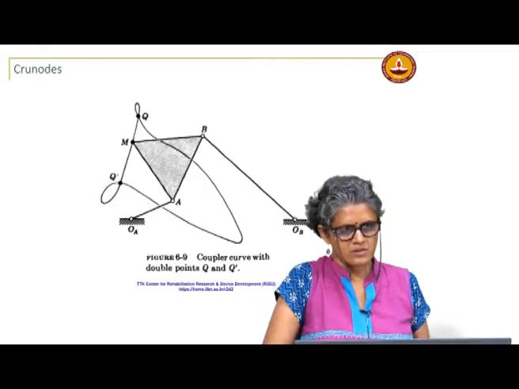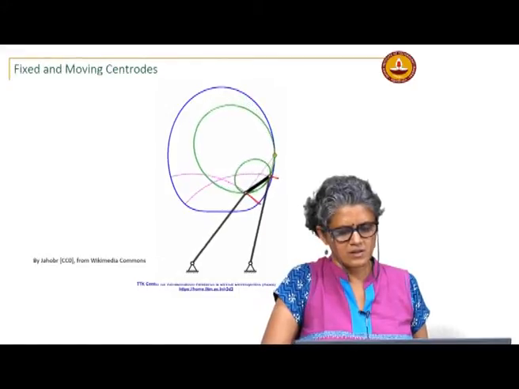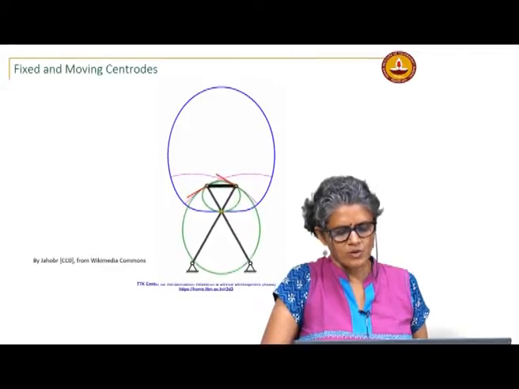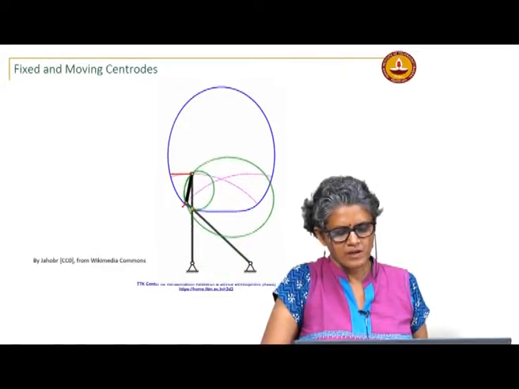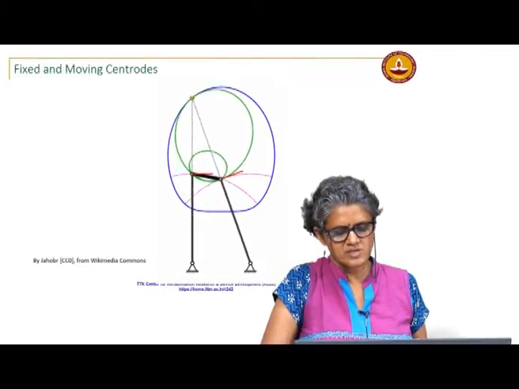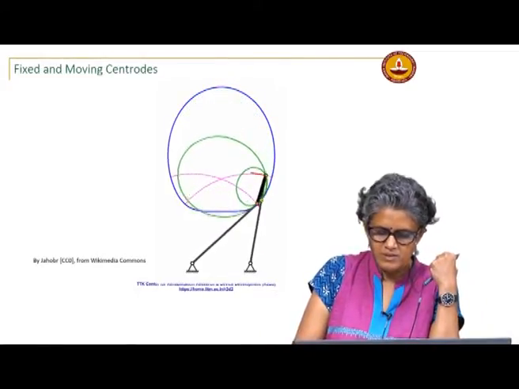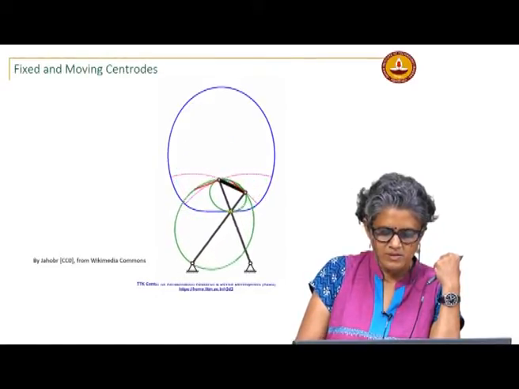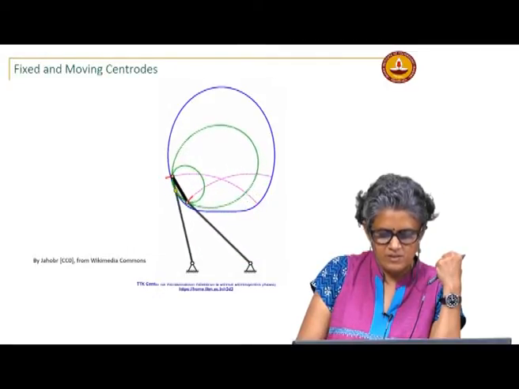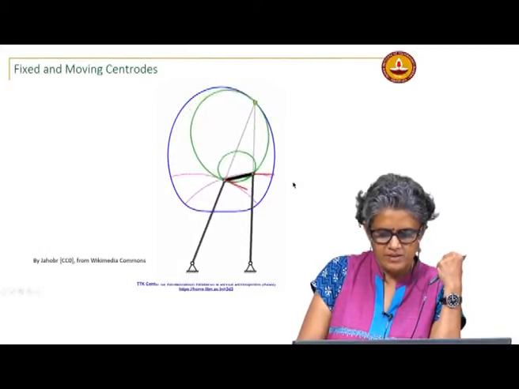In that example, you had the free pivot, like the moving centroid. Green is the moving centroid, right? Yeah. And that has a point on the moving centroid contacting the fixed centroid at multiple places. Yeah, that is what is happening here, no? So the cusp definition is the coupler curve intersecting with the moving centroid. Correct.